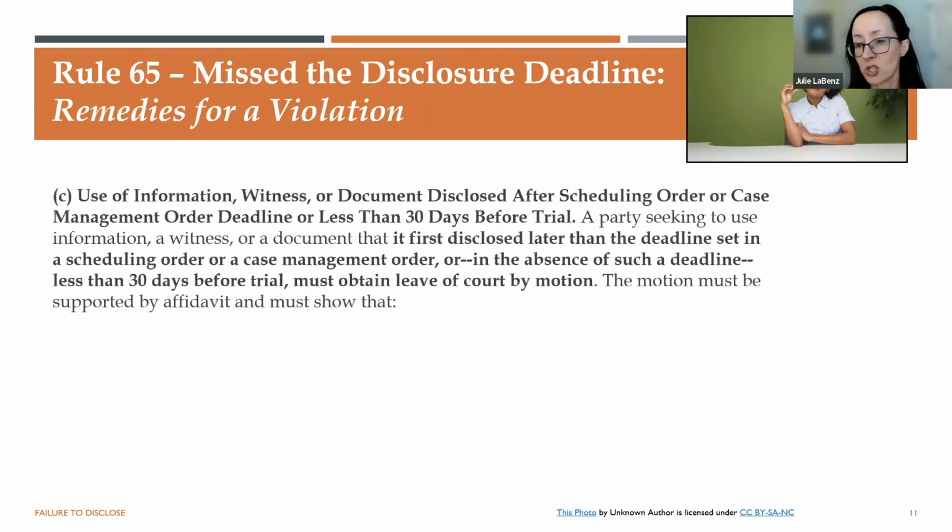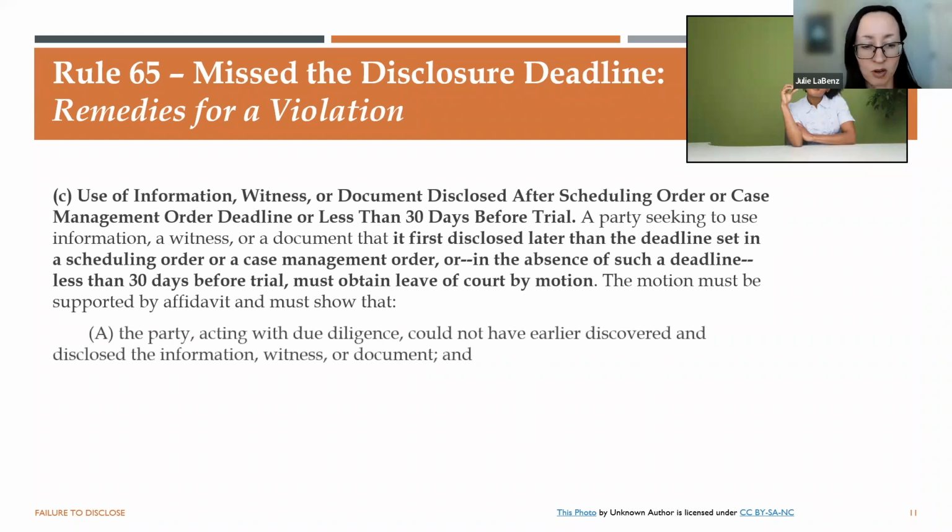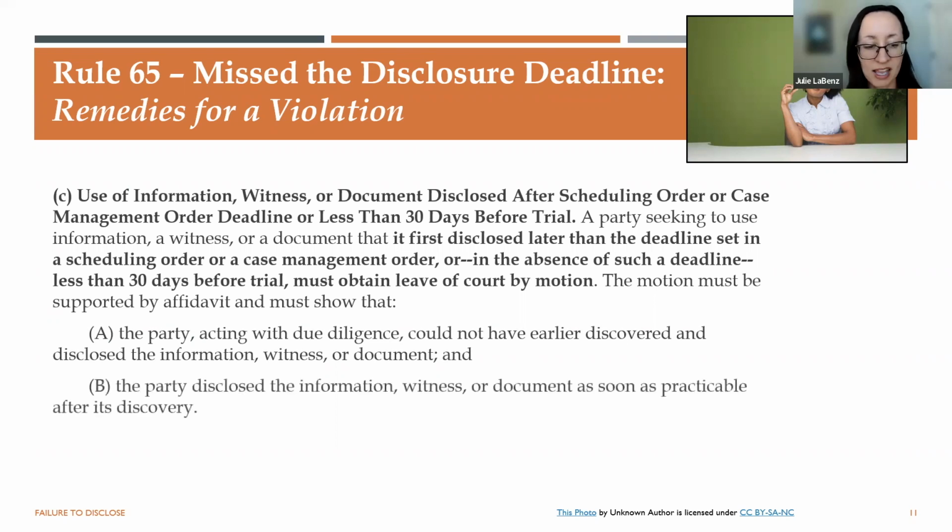What if you miss a disclosure deadline? In that case, the court can order that you can't use the documents. So a party seeking to use information, a witness, or a document that it first disclosed later than the deadline set in a scheduling order or a case management order, or in the absence of such deadline, less than 30 days before trial, must obtain leave of court by motion. The motion must be supported by affidavit and must show that the party acted with due diligence, could not have earlier discovered and disclosed the information, witness, or document, and the party disclosed the information, witness, or document as soon as practicable after its discovery.